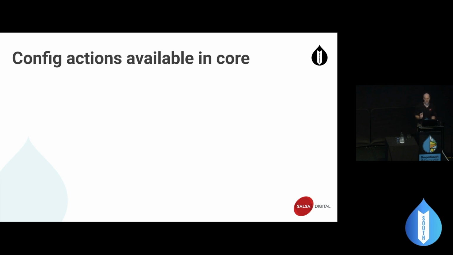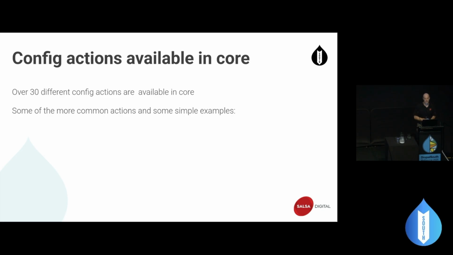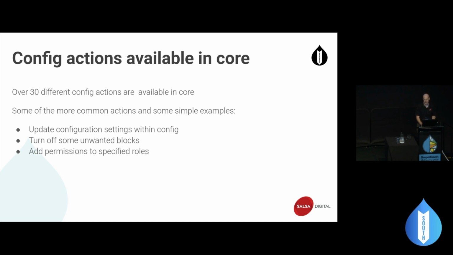I guess config actions in core, they cover a wide range of different actions you might want to undertake when you're installing a piece of functionality. There are over 30 different types of config actions that you can plug into your recipes, and there are more coming into development as the recipe API matures. Some of the more common actions and some simple examples are updating configuration settings within config. There is turning off unwanted blocks on a new site install, or enabling your theme.